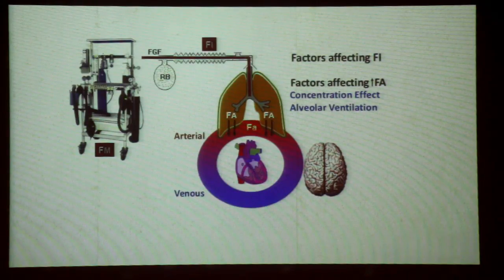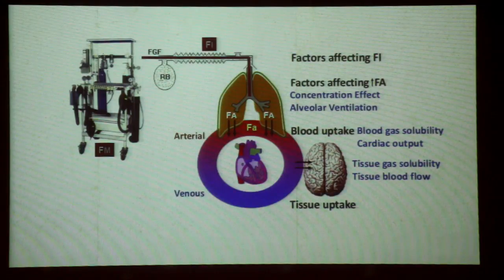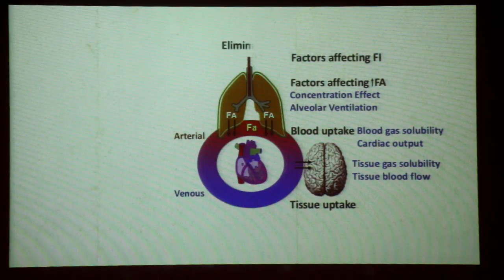The uptake from the blood is again dependent upon blood gas solubility and cardiac output. And when we talk about tissue uptake in the brain, it depends on tissue gas solubility and tissue blood flow. And elimination would occur against the concentration gradient. So as the concentration gradient is created between the alveolus and the venous blood, the uptake would reduce and the elimination would be hastened by increasing your fresh gas flows towards the end.